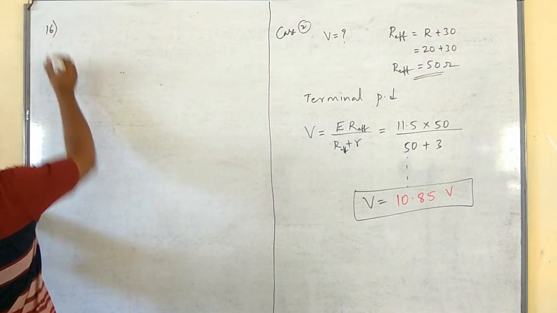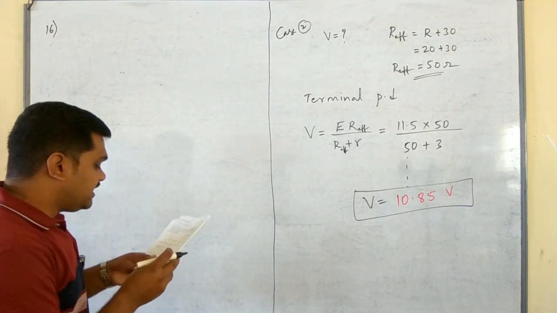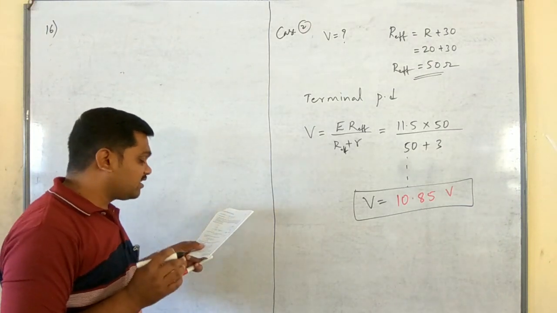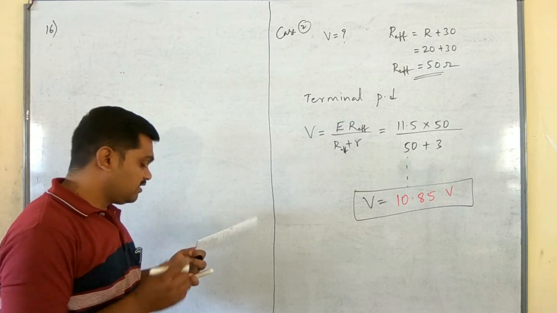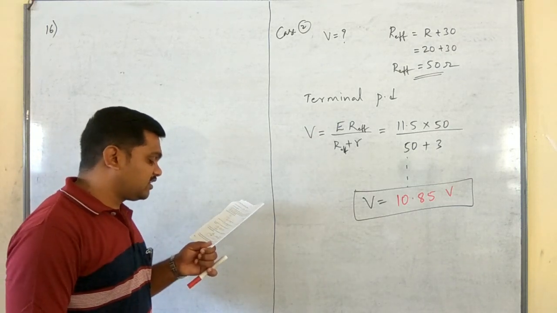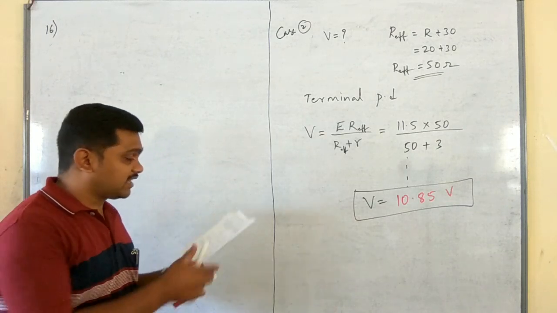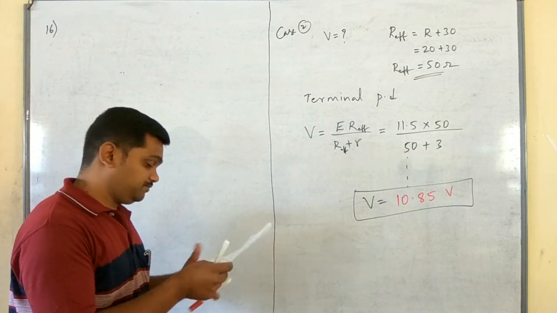Question number 16 says, a network of resistors is connected to a 16 volt battery with internal resistance 1 ohm as shown in the figure below. First one, compute the equivalent resistance of the network. Calculate the total current in the circuit. Okay, these two things are asked.